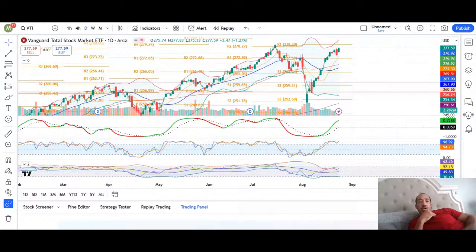So without further ado, I'm going to give you what might look like a play. This is another week that I'm not too confident in any swing trade plays, to be honest, but we're going to look at some of these together.